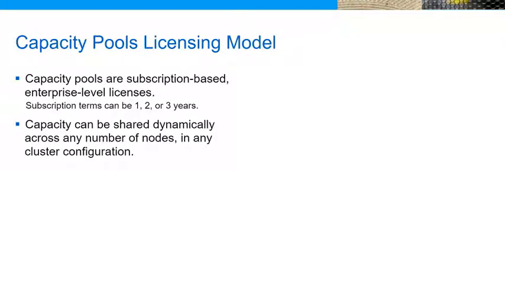Capacity pool licenses can also operate at the enterprise level. Therefore, capacity pool licenses can be shared across any number of nodes in any cluster configuration across multiple regions. Capacity pool licenses provide an unprecedented level of agility and deployment flexibility for ONTAP Select. Additional capacity can be added to the pool at any time. Customers can also shrink the capacity when renewing the license.